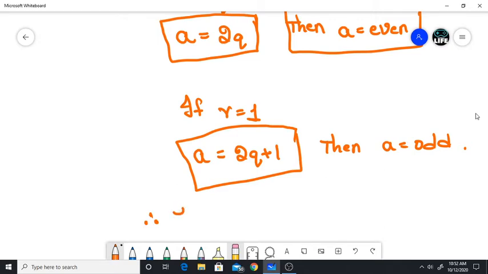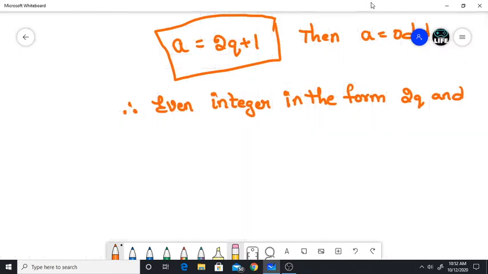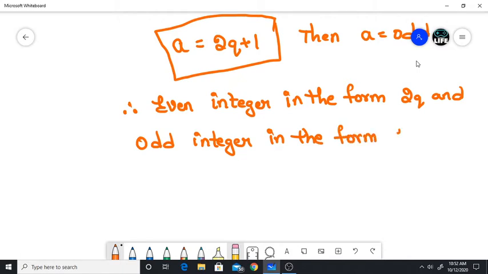Therefore, even integer is in the form 2q and odd integer is in the form 2q plus 1. I will explain you again.